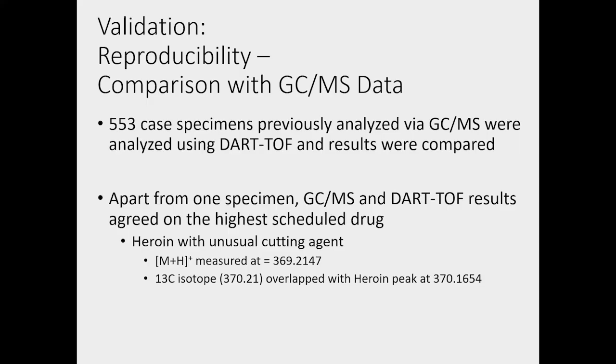So they looked at 553 case specimens that had previously been analyzed and confirmed via GCMS, and they analyzed them using the DART TOF and compared to the results. Except for one specimen, in each case, the GCMS and DART TOF results were in agreement for the highest scheduled drug. The only specimen that gave a different result was a heroin sample that had an unusual cutting agent. The protonated molecular ion measured at 369.2147, which means that its carbon-13 isotope overlapped with a heroin peak.